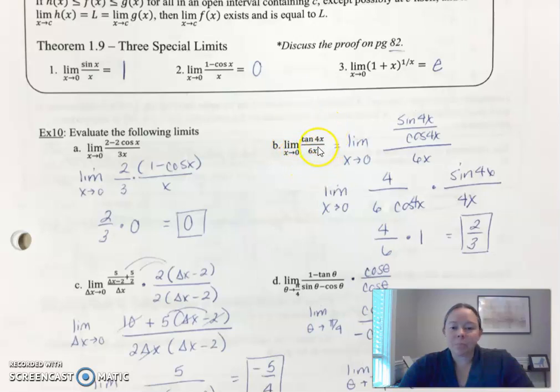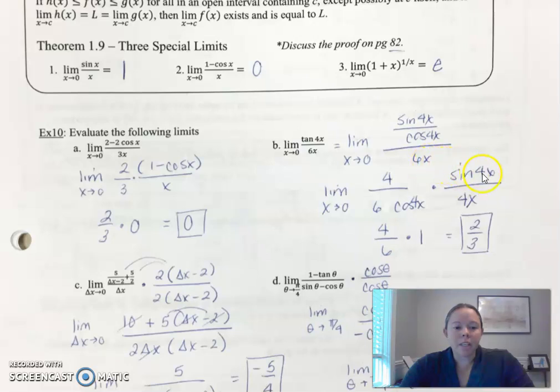Same thing here. At first glance, you can't plug 0 in. That's always your first step. It doesn't work. But tangent of 4x can be rewritten as sine of 4x over cosine of 4x. Notice I've pulled this cosine to the denominator. That's what I'm writing here. And then I have your sine of 4x and then your 6.